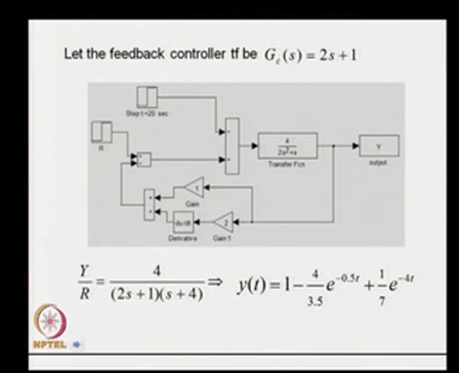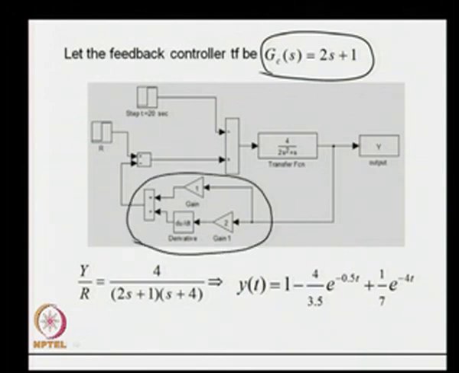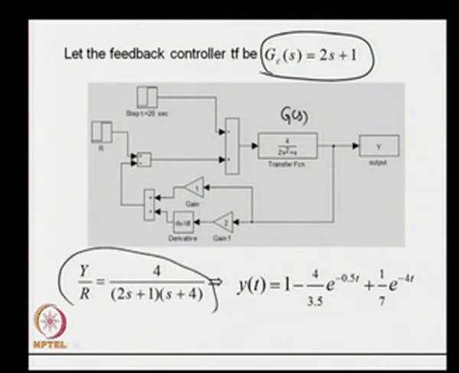Let us employ a feedback controller given as G_c(s) equal to 2s plus 1. Earlier we had considered a series compensation scheme. Now, we have a feedback compensation scheme, where the feedback controller is given by this and the process dynamics is as usual given by the transfer function 4 upon 2s squared plus s. Then the closed loop transfer function for this can be obtained as y upon r equal to 4 upon (2s plus 1)(s plus 2).